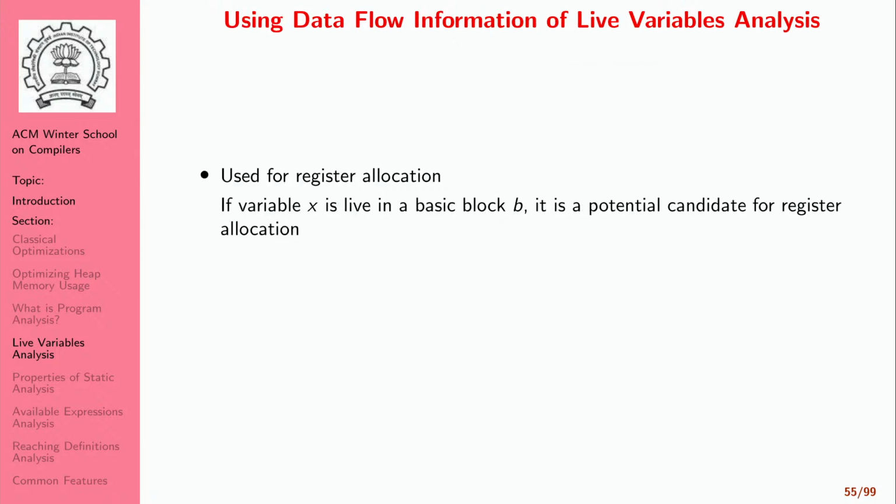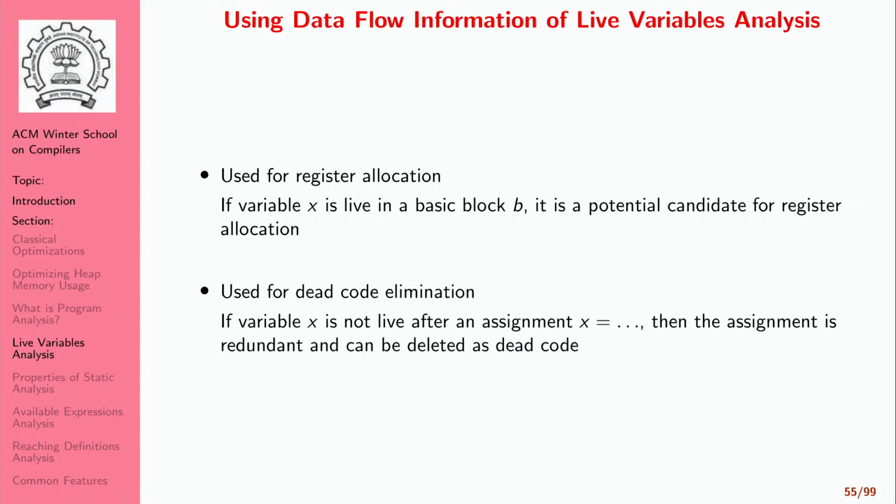So let's first look at where it is being used. It's used for local register allocation. If a variable X is live in a basic block B, then it's a potential candidate for register allocation. I would like to keep it in a register. It's also used for dead code elimination. So if I have an assignment X equal to something and X is not live after this assignment, then the assignment is dead. I am writing into a variable that is not read. So this is dead code elimination. Right?